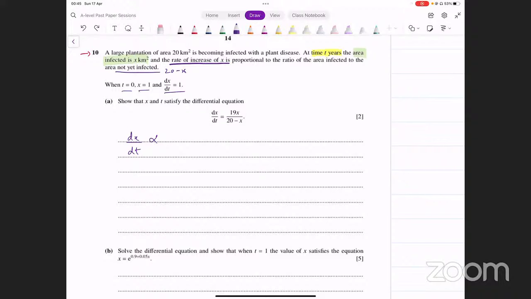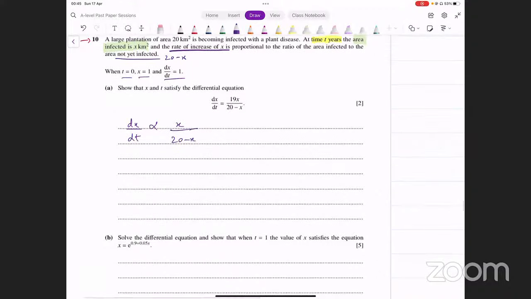dx over dt is proportional to the ratio of the area infected, that's x, to the area not infected, so x over 20 minus x. That's what we've got. ठीक है, that's what your relationship turns out to be. अब इसको उस फॉर्म में लिखें. ये आपके पास proportionality है, proportionality constant डाल दें. Equation आपकी क्या बन जाएगी? kx over 20 minus x.